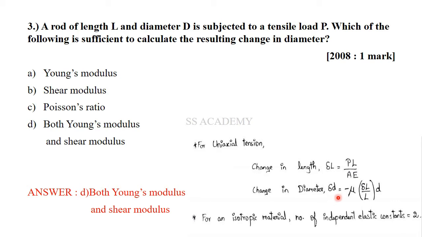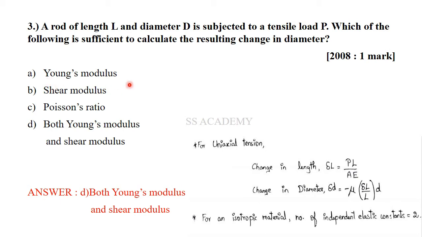Similarly, change in diameter can be calculated using this formula, minus mu of the longitudinal strain, because diametral change occurs in the lateral direction. This is longitudinal and this is lateral. So lateral change in the dimension is calculated as minus mu into del L by L. So del D by D will be there. So D comes here and it gets minus mu into del L by L into D, where mu refers to Poisson's ratio and E refers to Young's modulus. So our answer has to be E and mu are sufficient to calculate.